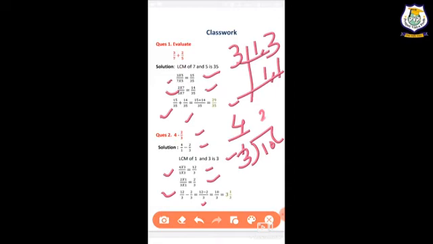So 3 3s are 9 and remainder 1. Now the remainder goes in the numerator. The quotient is our whole number and the denominator stays the same, so our answer is 3 1 by 3.